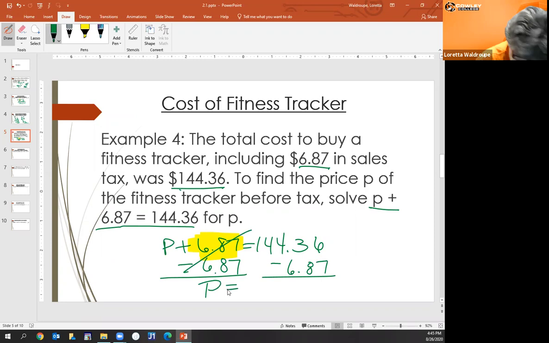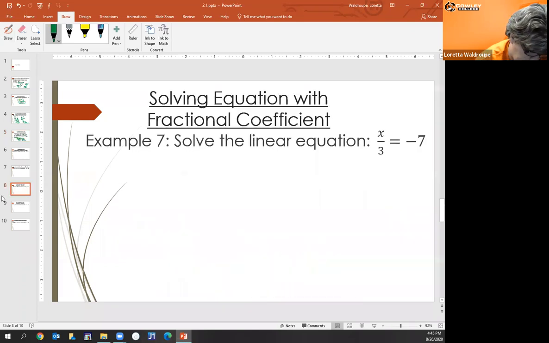So P equals 144.36 minus the 6.87, which is $137.49. Okay?